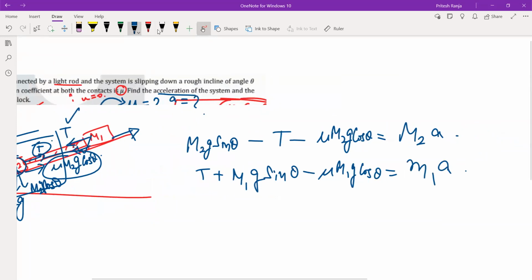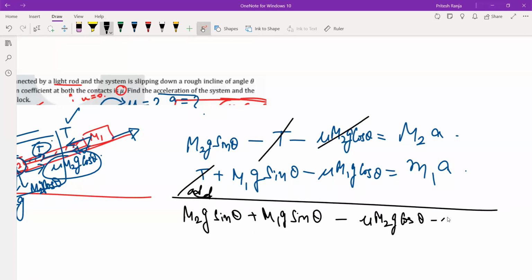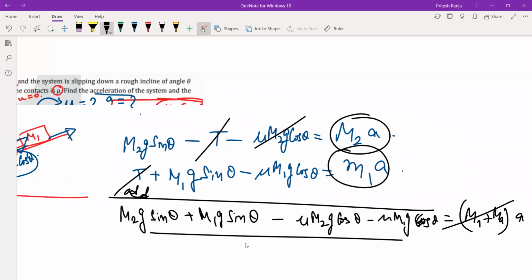So you want to find acceleration. Let us add these two equations. So plus T minus T gets cut, and we have M2g sin theta plus M1g sin theta minus mu M2g cos theta minus mu M1g cos theta, here also cos theta will come. That will be M2A plus M1A, so it will be M1 plus M2 with common A. And this is the acceleration. Take this value, put it here, you will get the tension.